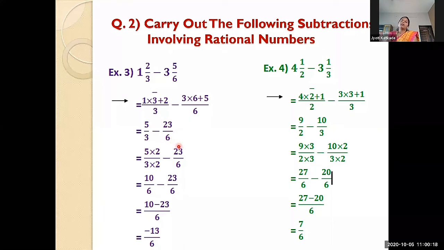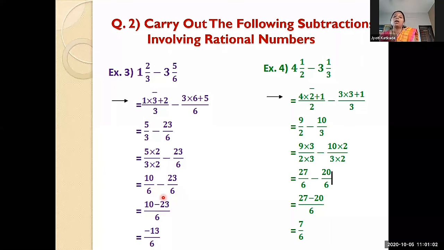Now see here, the denominator is different, but it's not necessary to take LCM in every example. We have to make the denominator same. That's why when we multiply 3 by 2, we get 6. Means our denominator is same. So multiply 5 upon 3 by 2. Okay. 5 into 2 divided by 3 into 2 minus 23 upon 6 is as it is. Now we get 10 upon 6 minus 23 upon 6.